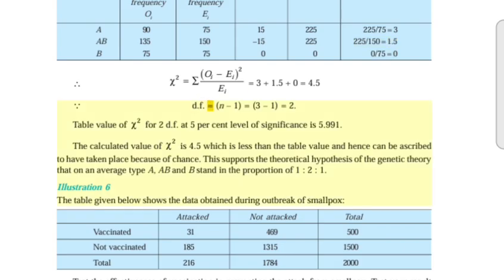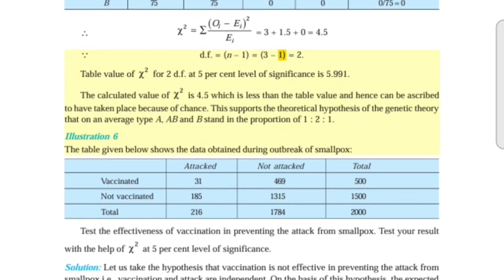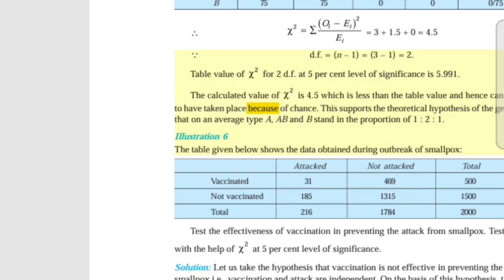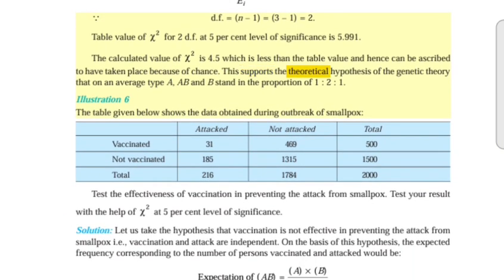Degrees of freedom equals n minus 1 equals 3 minus 1 equals 2. Table value of chi2 for 2 degrees of freedom at 5% level of significance is 5.991. The calculated value of chi2 is 4.5 which is less than the table value and hence can be ascribed to have taken place because of chance. This supports the theoretical hypothesis of the genetic theory that on an average type A, AB and B stand in the proportion of 1, 2, 1.